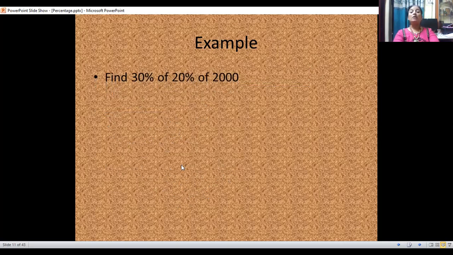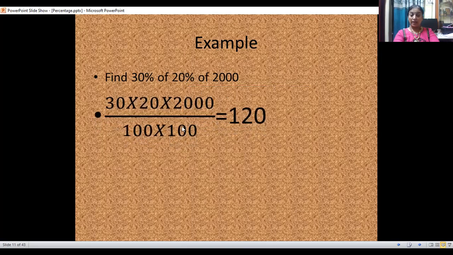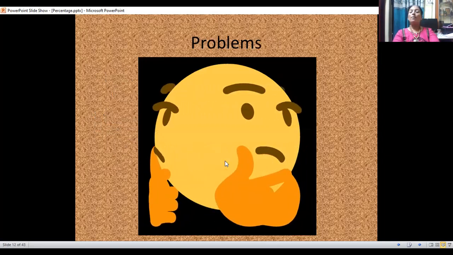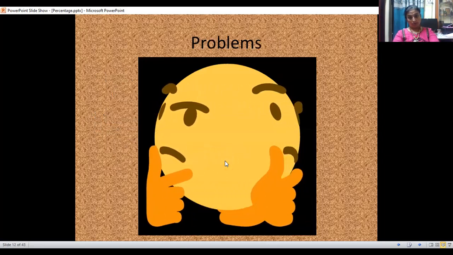Find 30% of 20% of 2000. 30 upon 100 into 20 upon 100 into 2000. Multiply now, and you get it cancelled: 2 zeros here and 2 zeros here, one 0 and one 0, and one more 0 and one more 0. So 30 into 2 into 2, that is 120 remains.